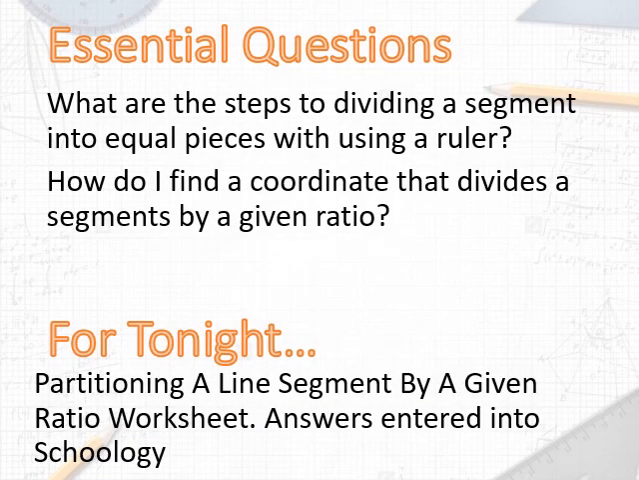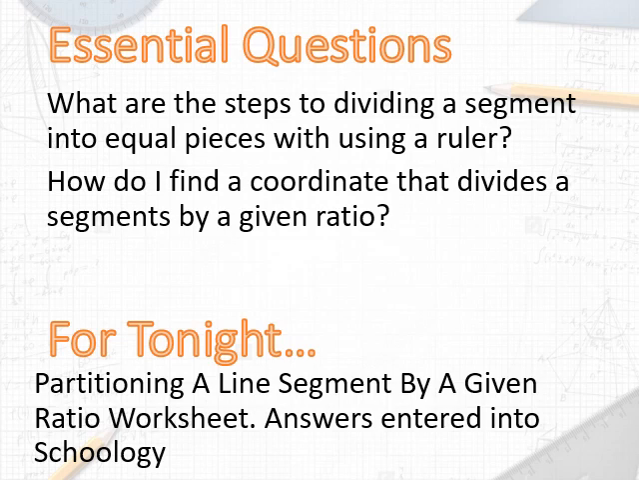All right, so that takes us to the end of today. What are the steps to dividing a segment into equal pieces with the ruler? You draw that ray, you get your compass out, you mark an equal number of pieces, depending on how many segments you want to divide your line segment into. And then you draw parallel lines from the last one to the endpoint, and you go parallel to that through all your other markings.